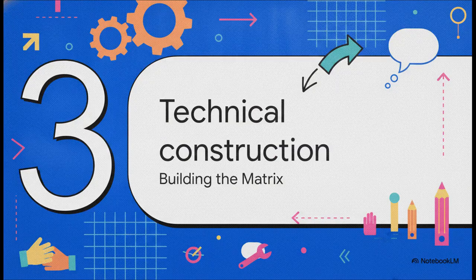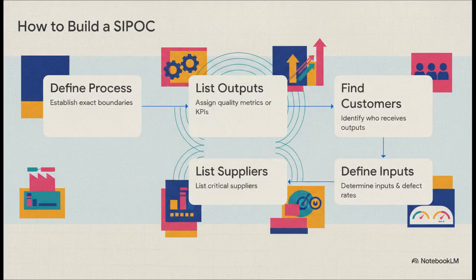Okay, part 3. Let's get our hands dirty with a step-by-step technical construction. So creating a SIPOC matrix might seem straightforward. Just fill it out left to right, right? Actually, scratch that. The correct technical execution is totally counterintuitive. You build it from the inside out. Step 1, you always start with the center column, the process. You have to establish the exact boundaries, where it starts and ends. Step 2, move to the right and list your outputs, making sure to assign quality metrics or KPIs to them.